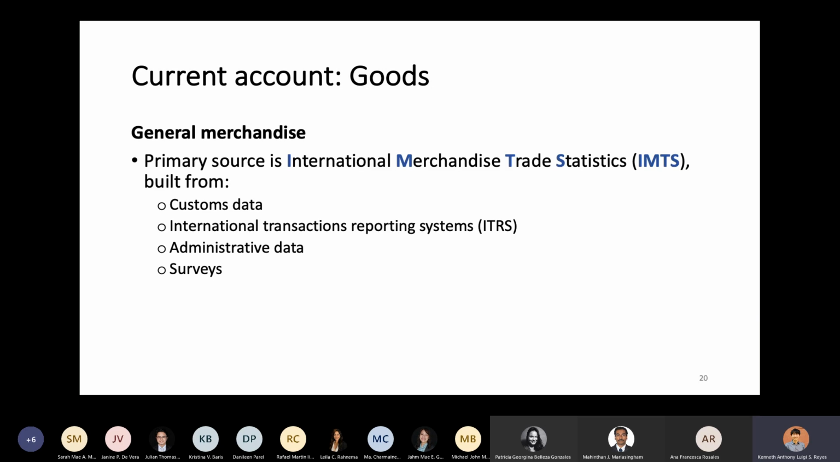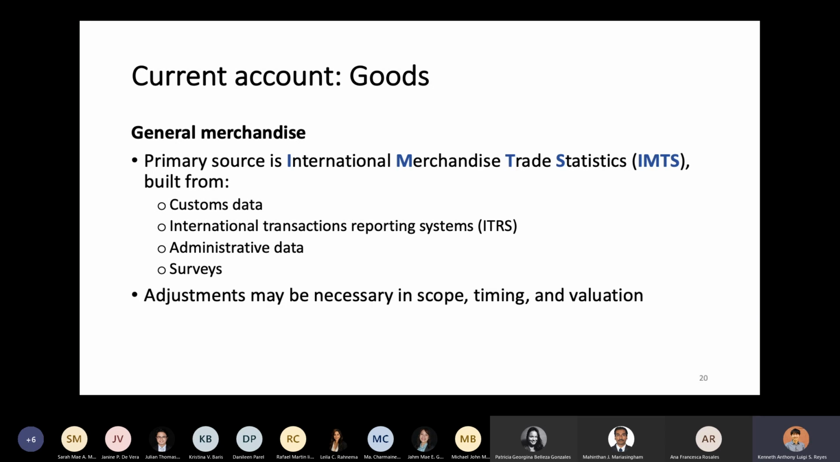Okay, let's talk about general merchandise. The primary source for this is the International Merchandise Trade Statistics, or the IMTS, which is built from customs data, ITRS, administrative data, and surveys. Like I said, this one is based on whether or not goods cross territories. So adjustments may be necessary to correct it for scope, timing, and valuation in order to make it consistent with the principles of the BOP.